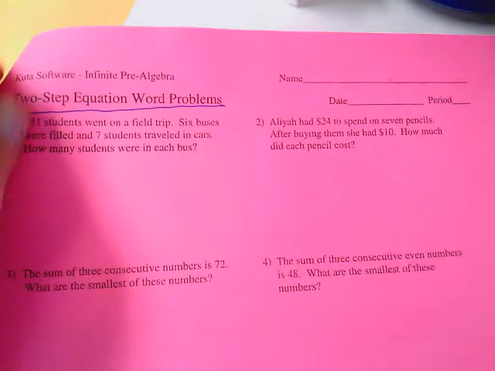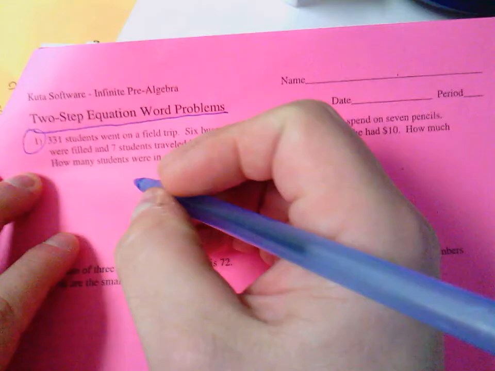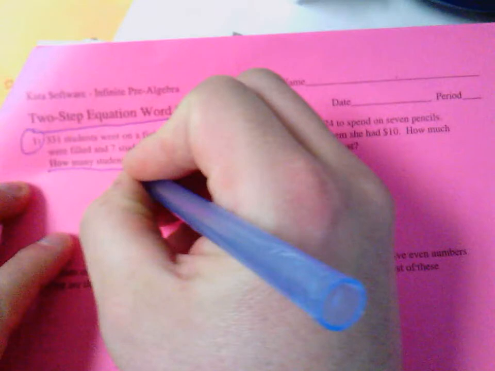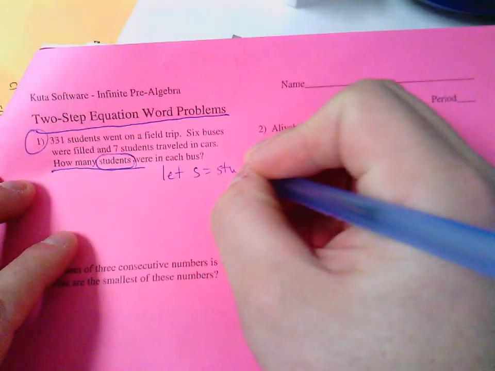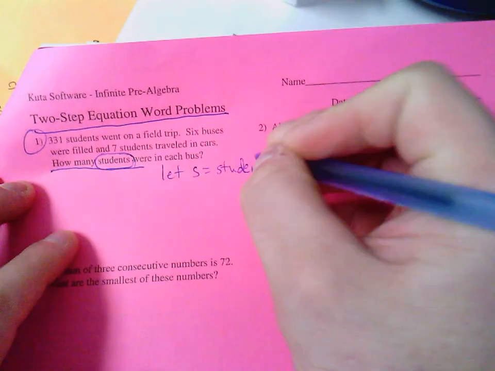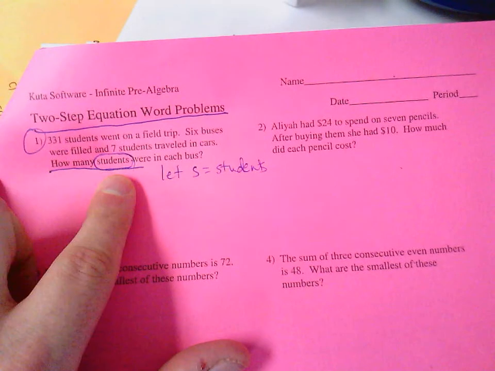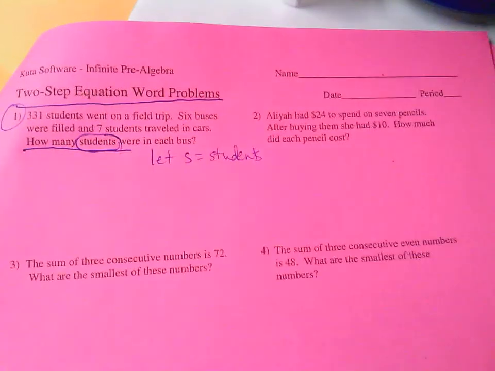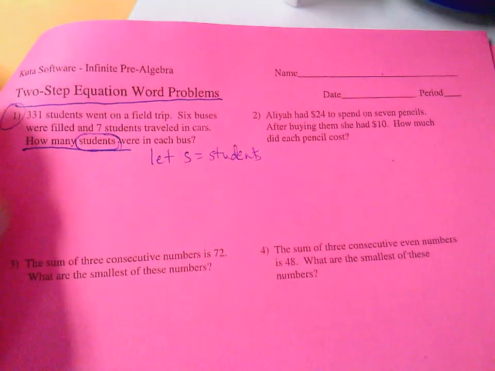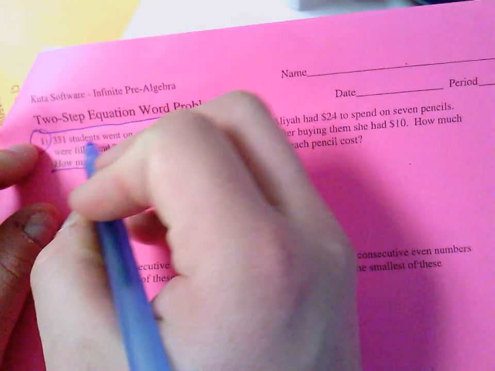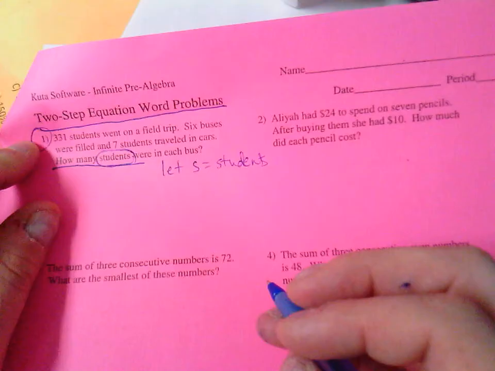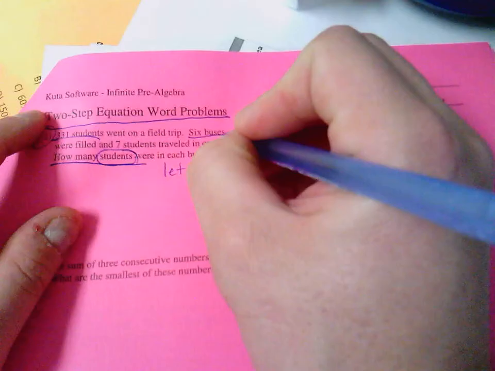If you remember, we talked about reading for the gist in the last sentence. How many students? So I'm going to let S equal students. I started at the end, just like I modeled for you in class. S equals students. Now I'm going to go back and read. 331 students went on a field trip. Okay, 6 buses were filled and 7 students traveled in cars.